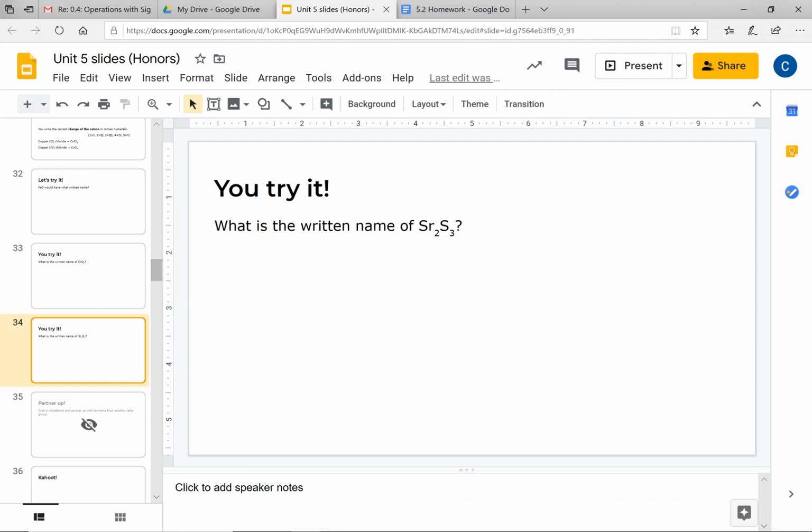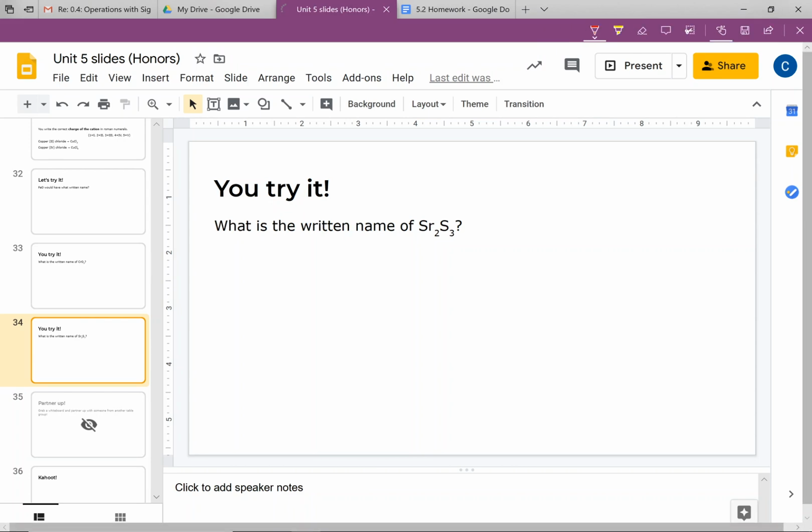Sr2S3. All right, here's what I want you to do. I want you to go through this, take your time, think about it carefully. This one's a little bit trickier than the previous two, but if you could do those previous two, you can do this one as well.